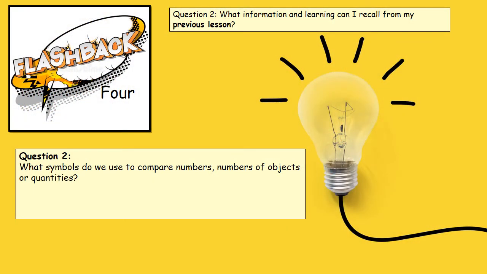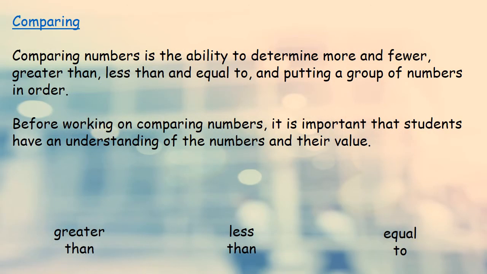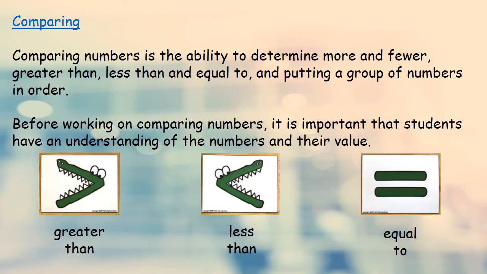What information and learning can I recall from my previous lesson? Question 2. What symbols do we use to compare numbers, numbers of objects, or quantities? Comparing numbers is the ability to determine more and fewer, greater than, less than and equal to, and putting a group of numbers in order. Before working on comparing numbers, it's important that students have an understanding of the numbers and their value. These are the symbols we use when we are comparing: greater than, less than, and equal to.